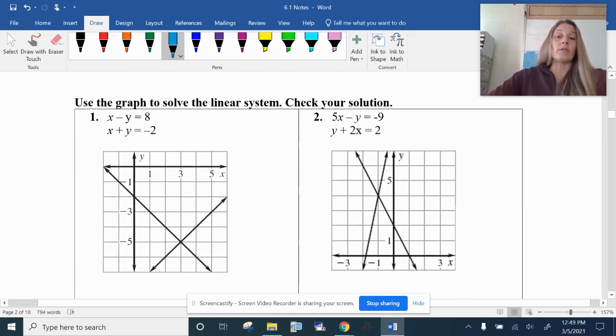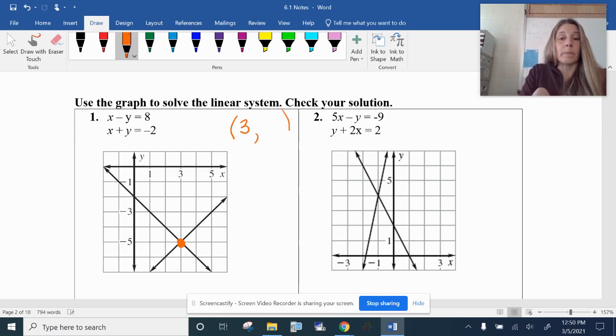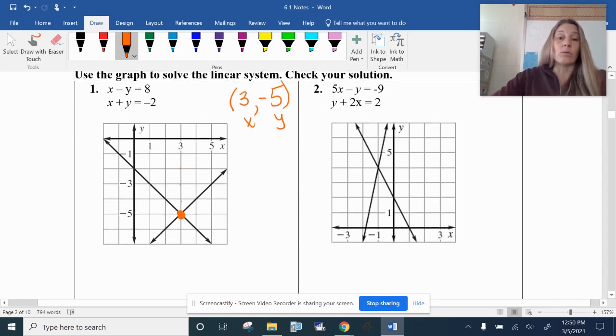Okay, so let's look at these graphs and identify the solution and check it. So looking at this picture, we want to find what the graph is here. So it looks like they're crossing right here at this point. So going along your x-axis, it looks like it's going at the 3. And then you go down 1, 2, 3, 4, 5. So make sure because we went down, you're doing negative 5. So this is what we're going to use for our x and our y to check our solutions.